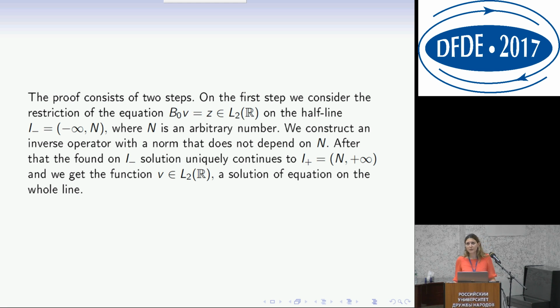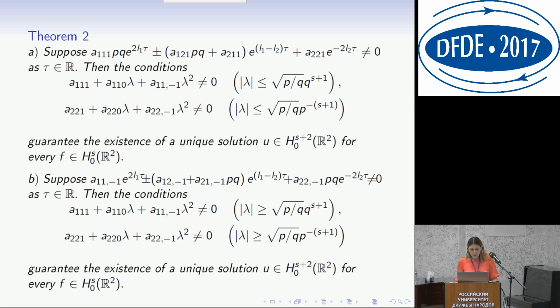On the first step, we consider this equation only on a half-line I minus. The n is an arbitrary number, and we construct a solution and an inverse operator with a norm that doesn't depend on n. And after this, we could continue our solution to the rest half-line I plus, and we get a solution on the whole line. So if we go to the initial notations, to the initial problem, then we get this theorem 2.